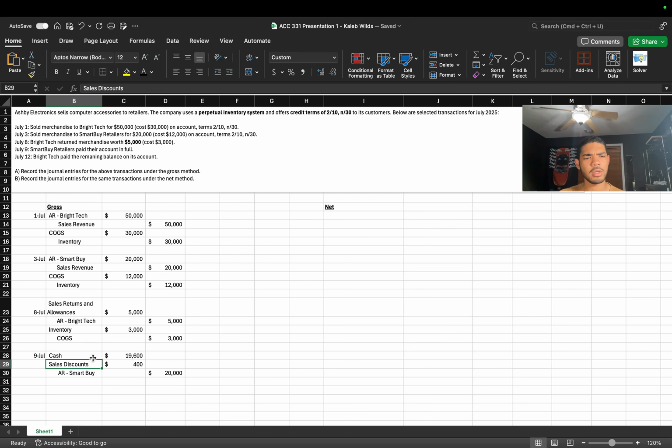Like I was saying earlier, the sales discount is also a contra revenue account, so this will also reduce net sales ultimately. And so for the same reason, it's a debit balance because it's a contra revenue account.